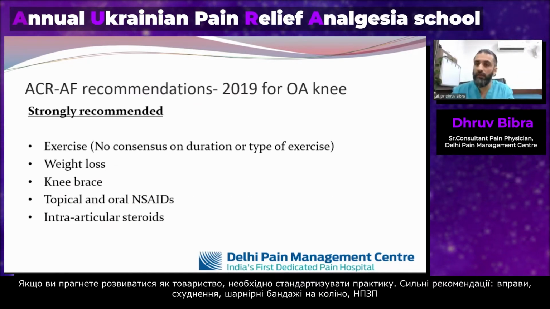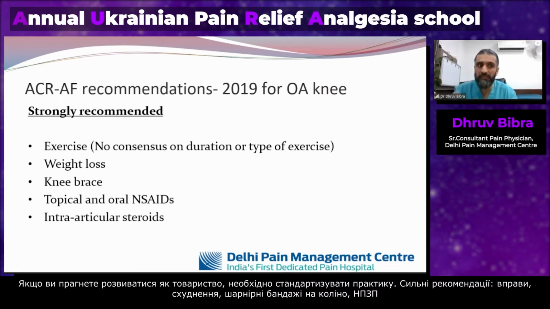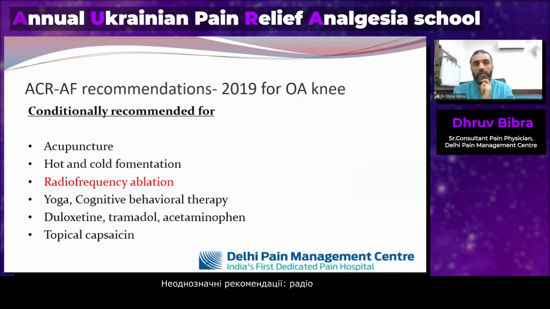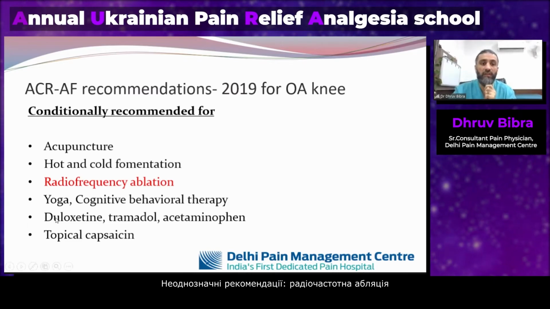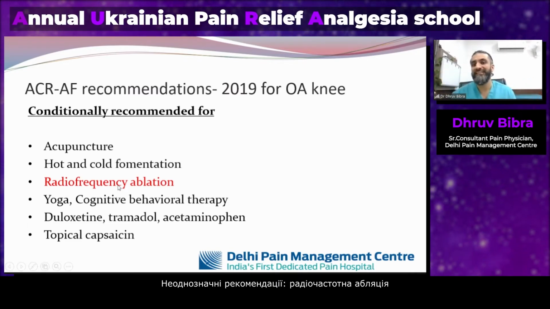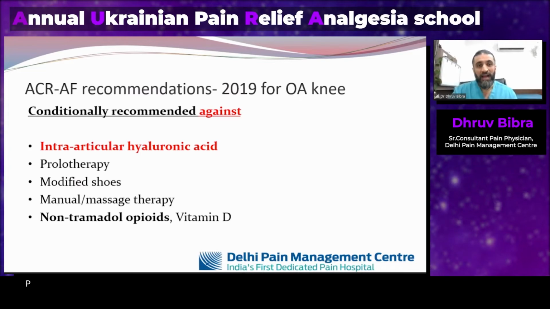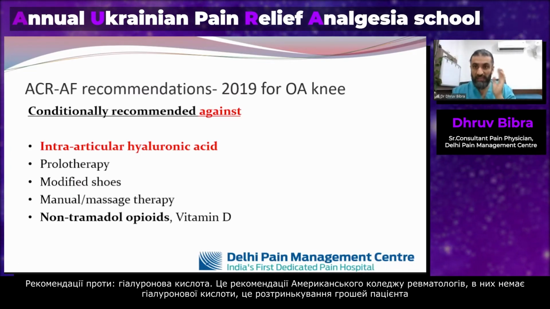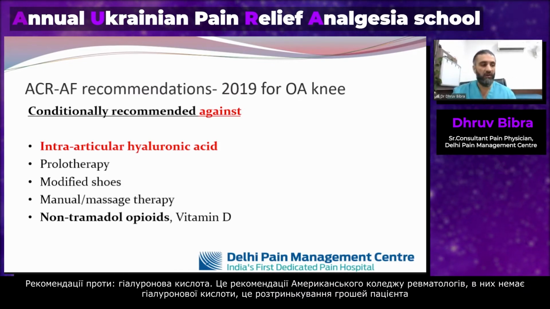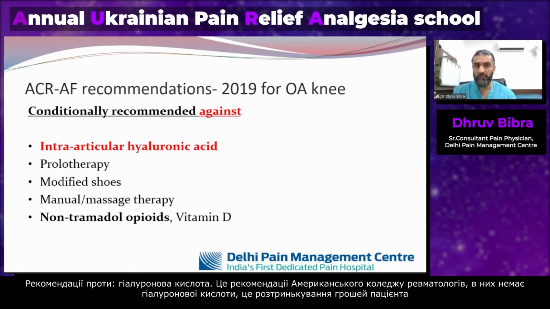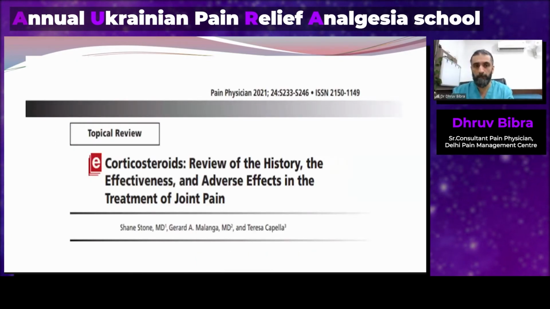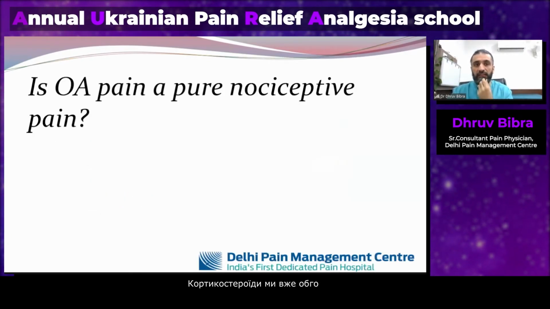Strongly recommended: we have already discussed exercise, weight loss, brace, and NSAIDs, provided there are no contraindications. Conditionally approved is radiofrequency ablation. This is the last thing that I'll be talking about. Against is hyaluronic acid. Again, this was ACR. Hyaluronic acid is not there. We are just wasting money on the patient. Also against: prolotherapy, non-tramadol opioids and vitamin D. Corticosteroids, we have already discussed.